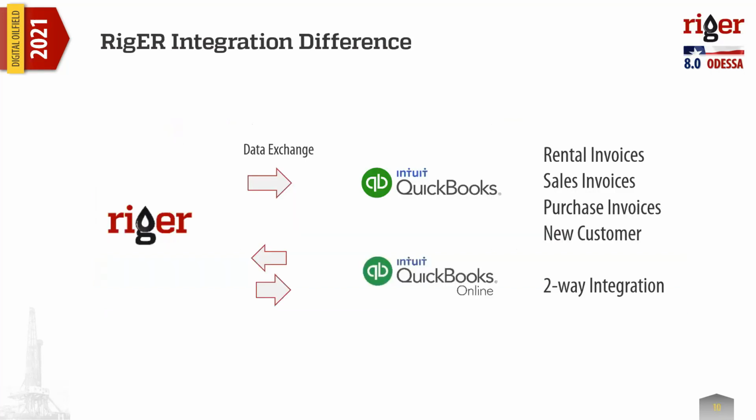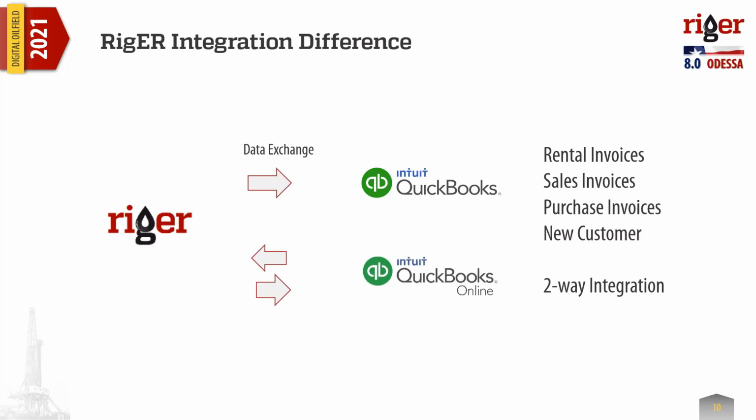So speaking about the RigER integration differences between QuickBooks Desktop and Online, there are a few. Actually, when we exchange the data, the data is exchanged in different ways. In terms of QuickBooks Desktop, we send the data from RigER to the QuickBooks Desktop application only. It's what we call one-way integration. So it's just one-way data exchange for the QuickBooks Desktop application, and we can send different documents, but we will talk about this precisely a little bit later.